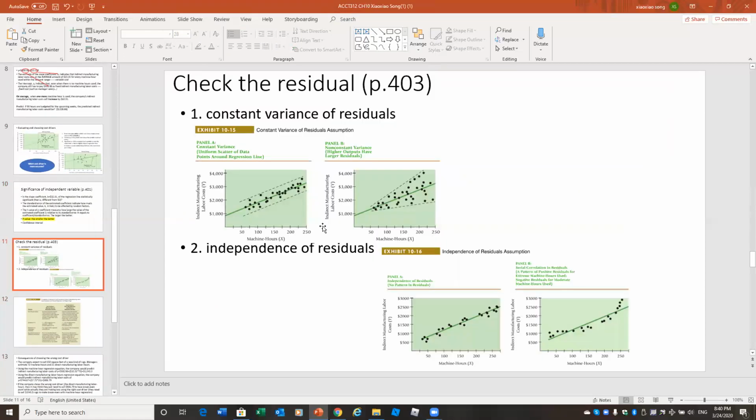Okay, next one, check the residual. We want the residual to be random, with no pattern. You don't want to see a pattern where the residuals become larger and larger, like a microphone or megaphone shape. That is not a good one. Another pattern is going up, down, up, down, up, down. If you see a pattern, that's not a good residual.